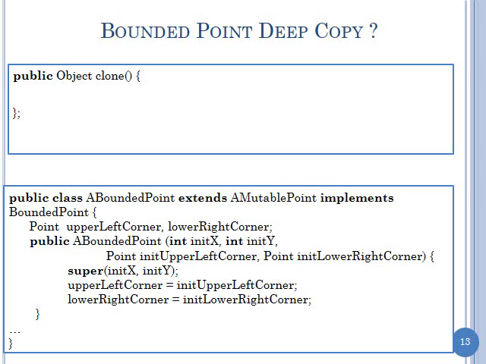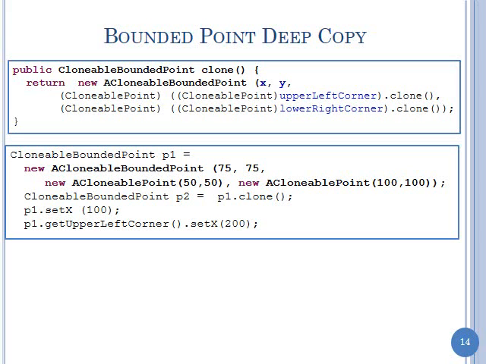So the question now is, how do I do a deep copy of a bounded point? This is my bounded point, and I'm just reminding you how bounded point is. It's got these constructors, it's got the upper left corner and lower right corner, and we will do something like this. We will override the clone, because the clone exists and we can live with the clonable issue. And I say new bounded point x comma y, upper left corner dot clone, lower right corner dot clone, and I'm going to cast this to a point. Why did I have to cast this to a point?